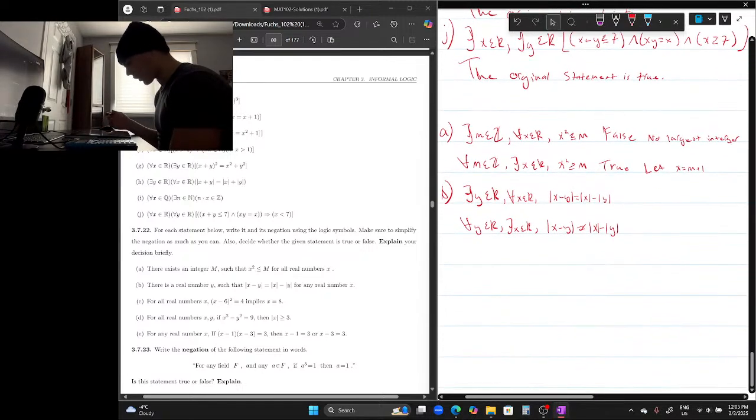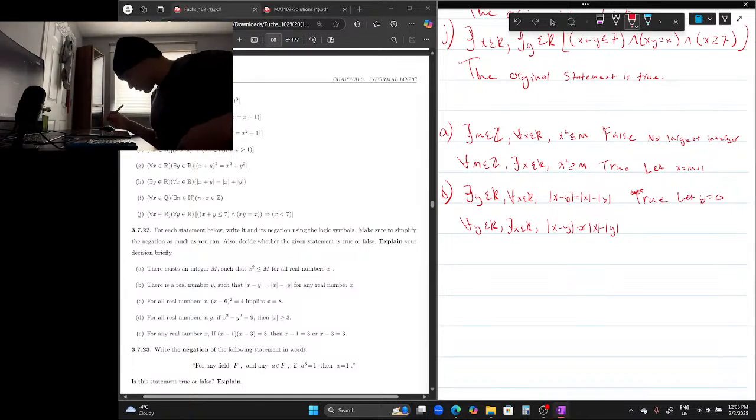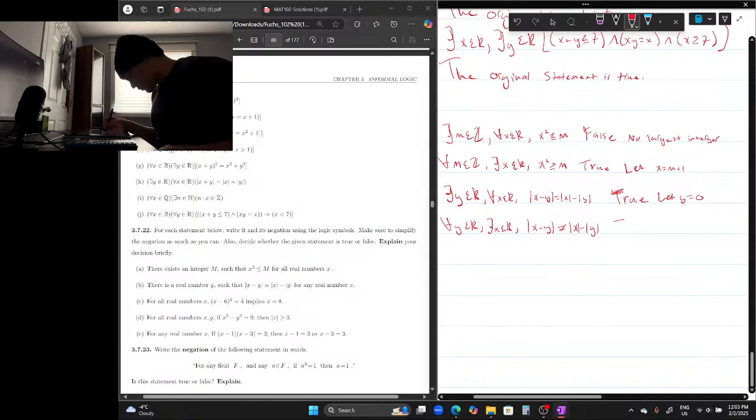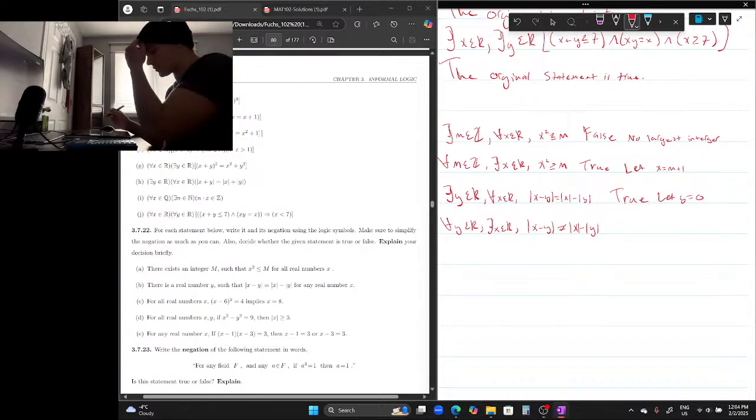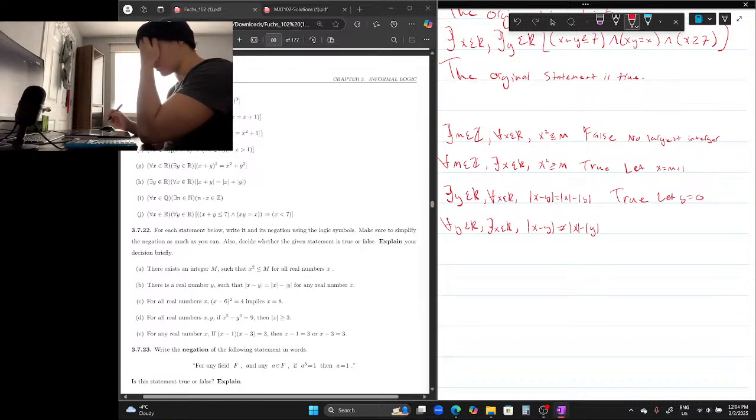So yeah, just choose y equal to 0. So true. But this would also be true. I swear this would also be true. Oh, that's not equal to 2 for all.